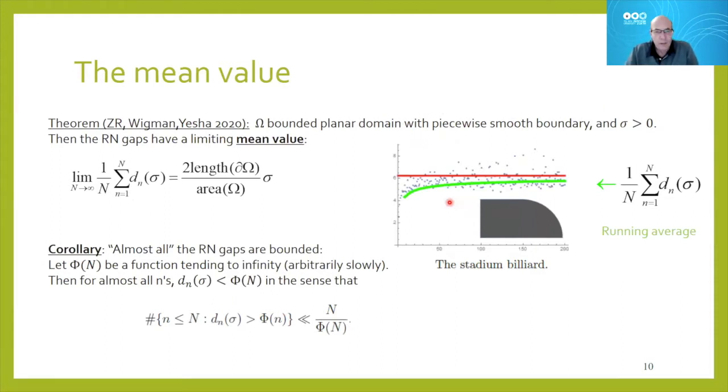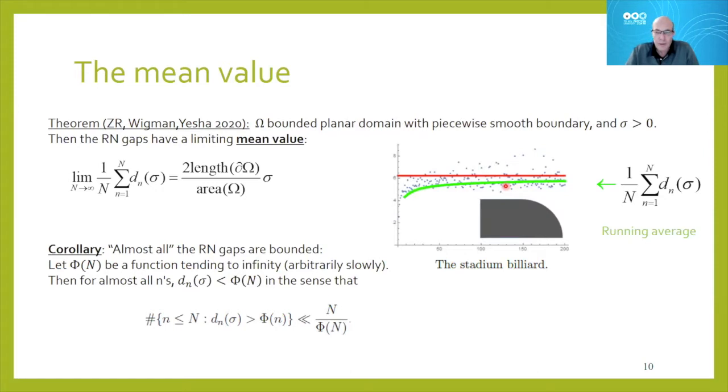So the first result that I alluded to is that the green curve actually tends to a red line. And the statement is that there is a limiting mean value of these Robin and Neumann gaps. And the answer is that it's twice the length of the boundary divided by the area, integrated along the boundary in some sense, times this Robin constant sigma. Okay, so that's the red curve, and I think you've seen 6 pictures. This theorem is clearly true in the sense that it's true experimentally, and we can actually prove it. So I will maybe briefly describe the proof later on.